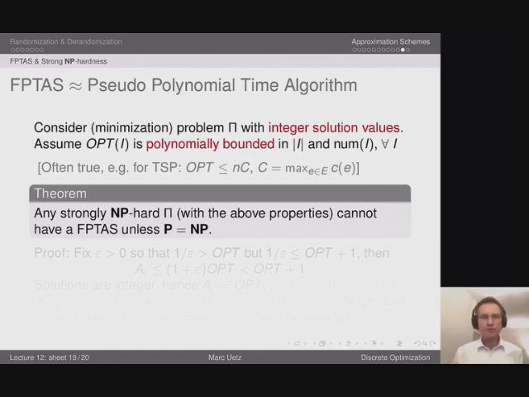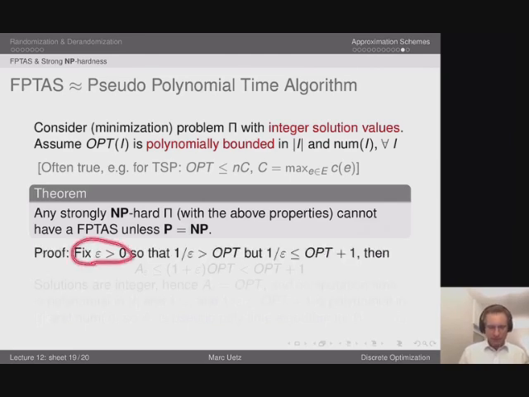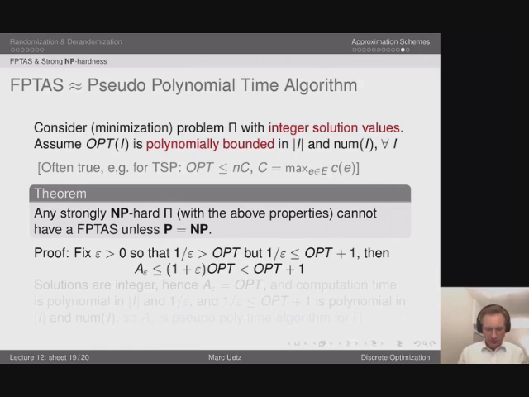So, final proof of this lecture, let's try to make that at least formal. We fix an epsilon, the precision, such that 1 over epsilon is essentially equal to the optimum solution. Okay, so 1 over epsilon is strictly larger than the optimum solution value, but 1 over epsilon is smaller or equal than the optimum solution value plus 1. Okay, then what can we say about the performance of the algorithm?